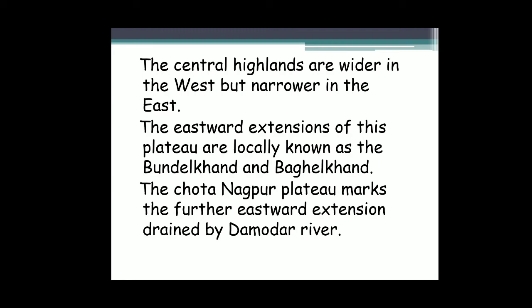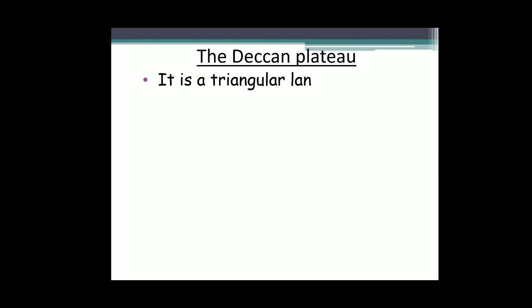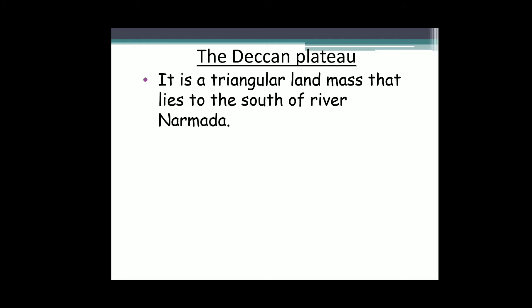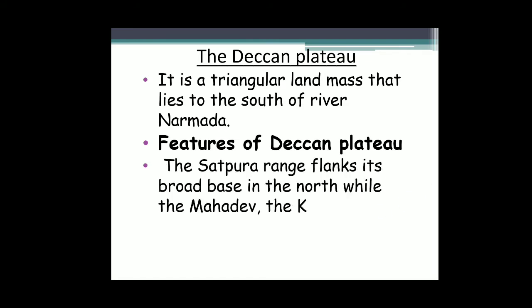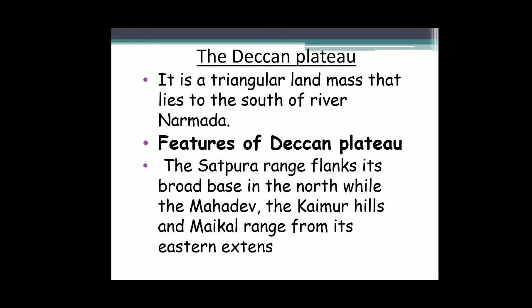Now we are going to discuss the Deccan Plateau. The Deccan Plateau is a triangular landmass that lies to the south of river Narmada. Features of Deccan Plateau: the Satpura range flanks its broad base in the north, while the Mahadev, the Kaimur Hills, and the Maikal range form its eastern extension.